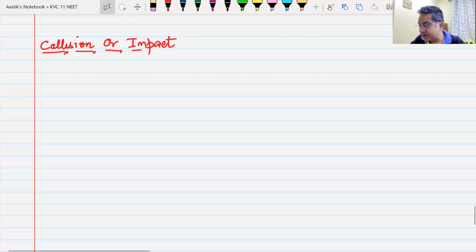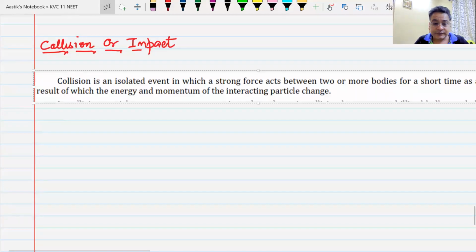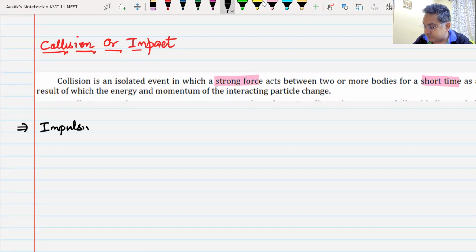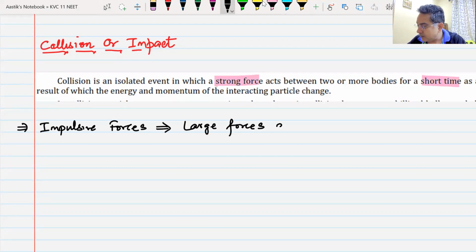Very large forces, or a very strong force, act on the body for a very short time, and because of this, the energy and the momentum of the particles change. This strong force that acts for a very short time is known as impulsive force. So you must understand that during a collision, impulsive forces act on a body. These are large forces acting for a very small time.